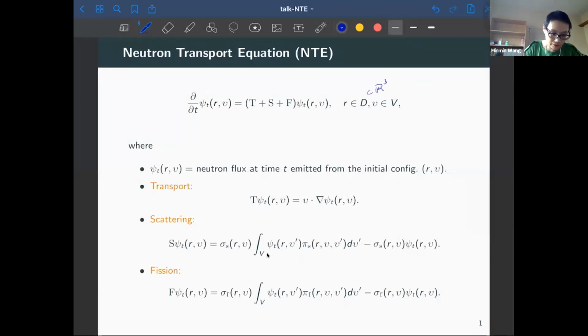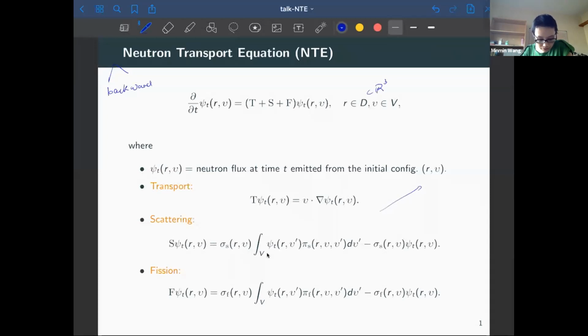For this reason, the equation is sometimes referred to as the backward neutron transport equation, as opposed to the forward equation that we saw in Emma's talk. This equation tells us that the change of the neutron flux in time is due to three factors. The first term is a transport term, saying the neutrons travel at constant velocity v if left undisturbed. Then there's a second term, which is a scattering term.